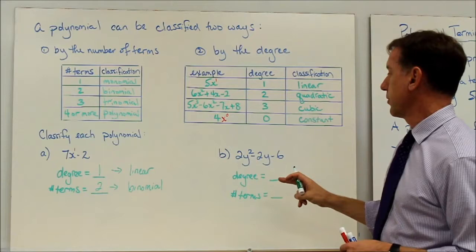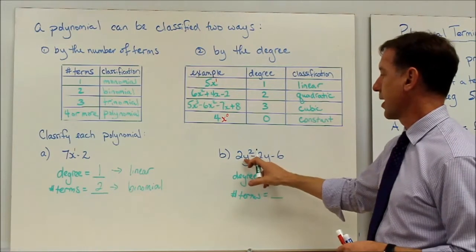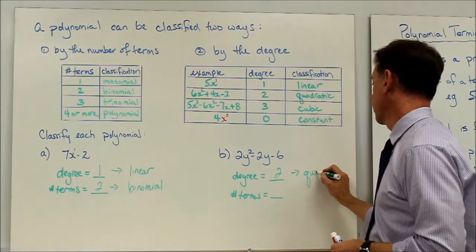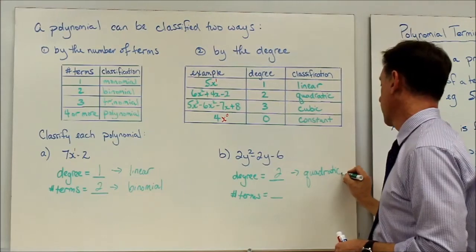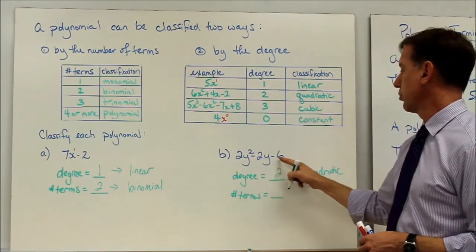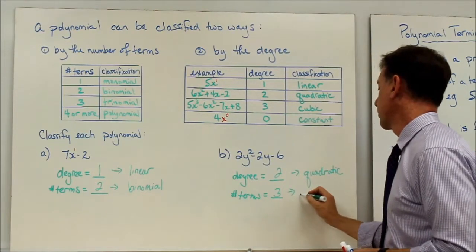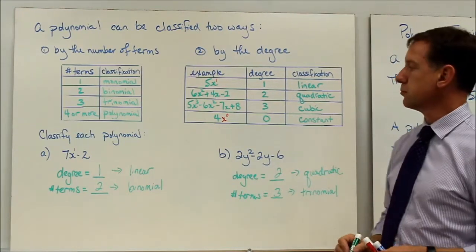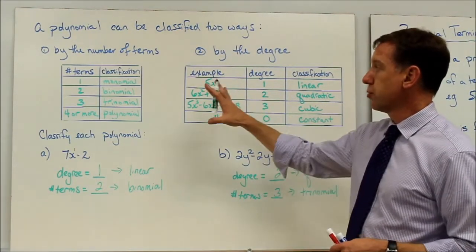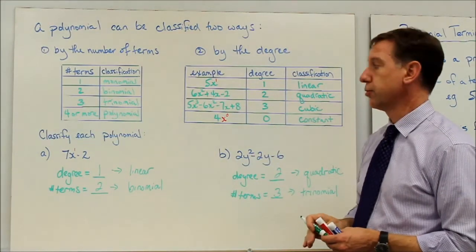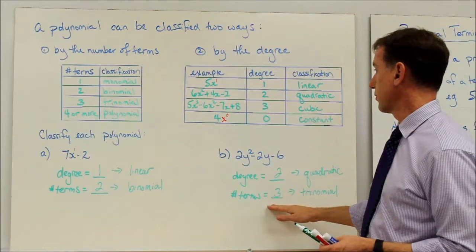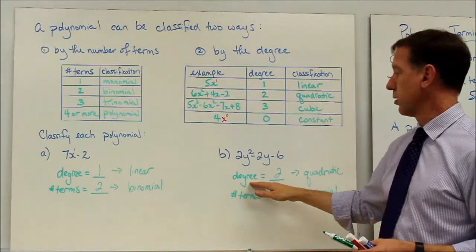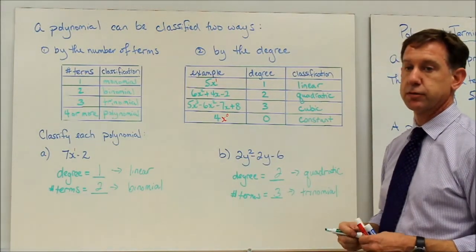And over here, same thing. If I look across on each term here, I can see this is the highest degree, so that's going to be a degree 2, which makes it a quadratic. And the number of terms here, 1, 2, 3, would make this expression a trinomial. Okay, so fairly straightforward as long as you know the names, of course, and are able to count the number of terms to classify it, and you're able to come up with the degree as well. So 2 classifications when you talk about polynomials.